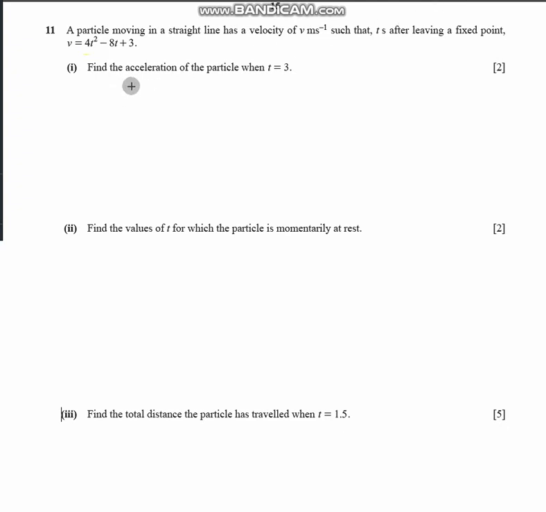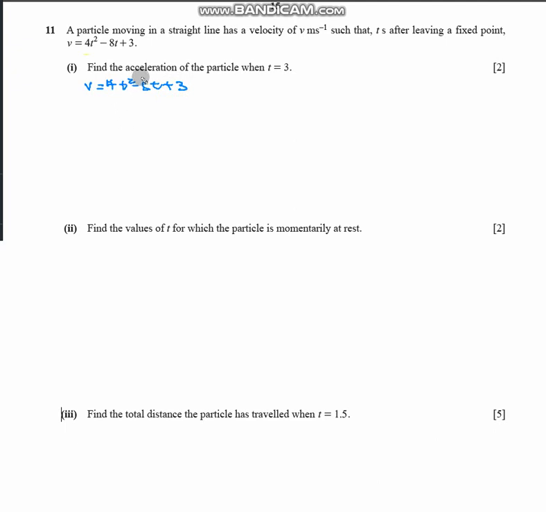Okay, then look at this question. It's a very interesting question. Now, given that the velocity is 4t square minus 8t plus 3. Now, velocity equal to 4t square minus 8t plus 3.